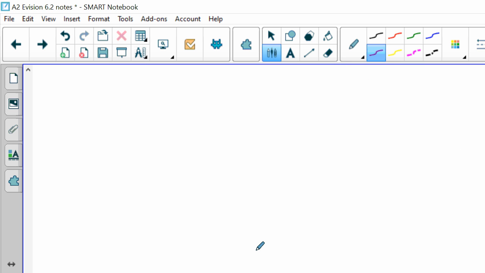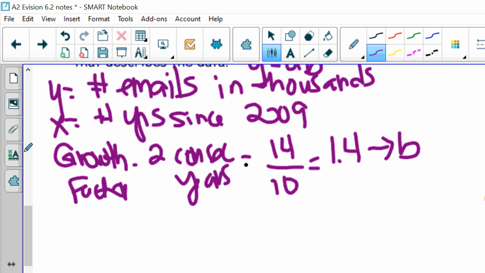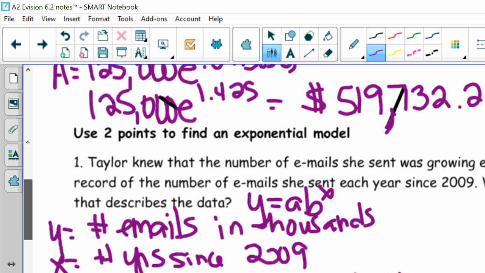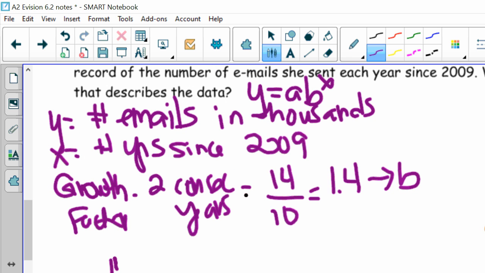So I can plug in everything that I know to find A. We know that in 2016 she sent 1,400, so we're going to say 14 equals A, that's what we're looking for, times b, our growth factor, 1.4, to how many years? How many years was it from 2009 to 2016? So 2016 minus 2009 is our x value. So x is 7, to the 7th power.